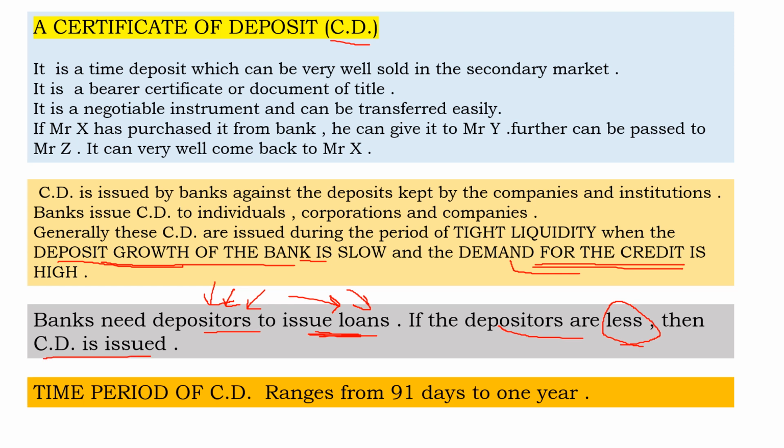The time period of a CD ranges from 91 days to 1 year. So this you have to learn again. It varies for every debt money market instrument. Every instrument has a different time period, and you have to make a chart, put it on your table, and memorize it.